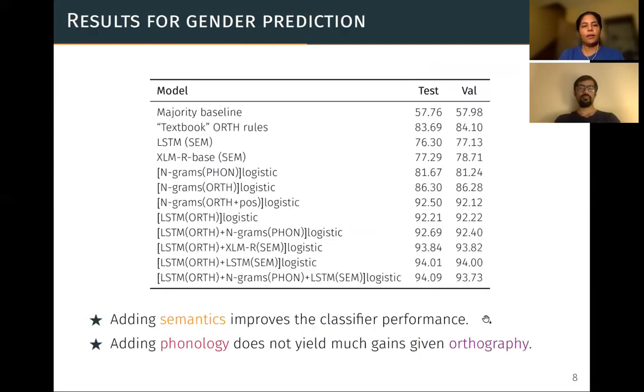Now, once we had a trained model, we looked at some of the results, and it appeared that none of these features alone was giving us very high accuracy. But once we looked at them together, the accuracy was boosted. Adding semantics for sure improved the classifier's performance, whereas adding phonology did not yield that much gain given the orthography.